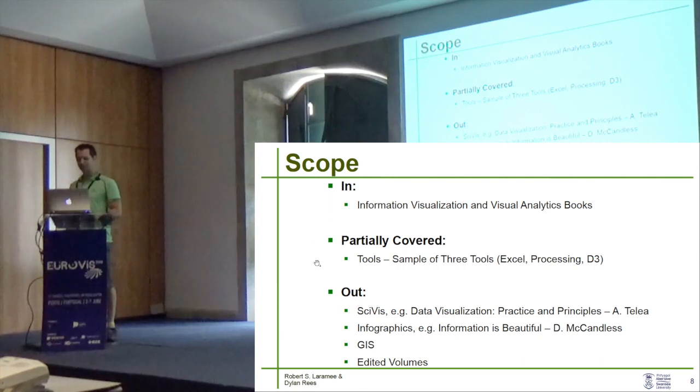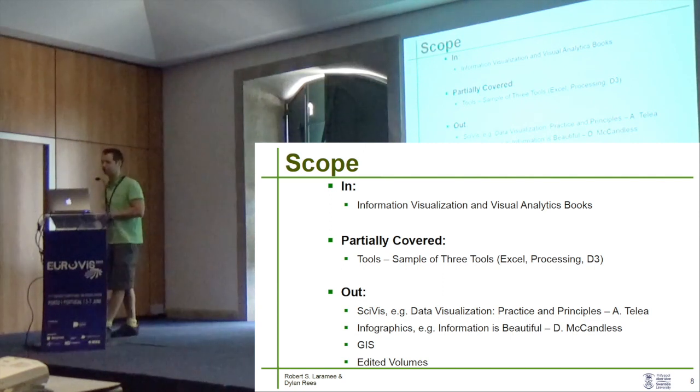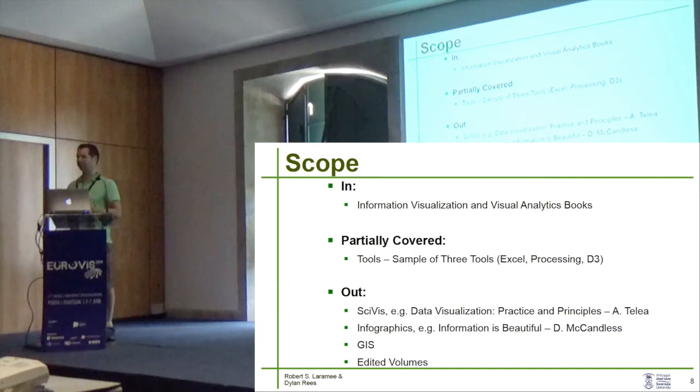Now with tools, we tried to do a compromise. So we do have a section called tools, but it's not a comprehensive survey of books on tools. For example, you could do a separate survey of Excel books alone. If you wanted to, it wouldn't be very exciting, but there are that many of them. So we have a few references to the most recent Excel books for those people that want to jumpstart their journey on Excel, and similarly with a few other tools like D3 and Processing and so on. So the main focus is on information visualization and visual analytics books.